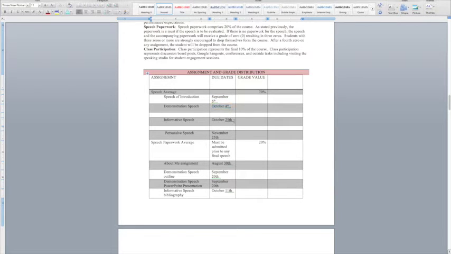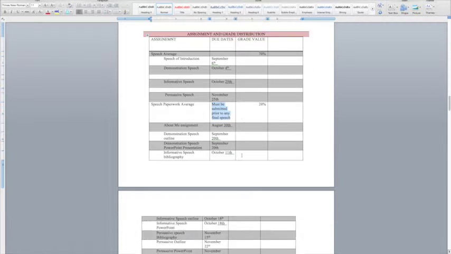The next one is due October 25th. The next one is due November 25th. And note, before you do any speeches, all the paperwork must be submitted before. If you turn in a speech or try to do a speech without paperwork, I will not accept it.